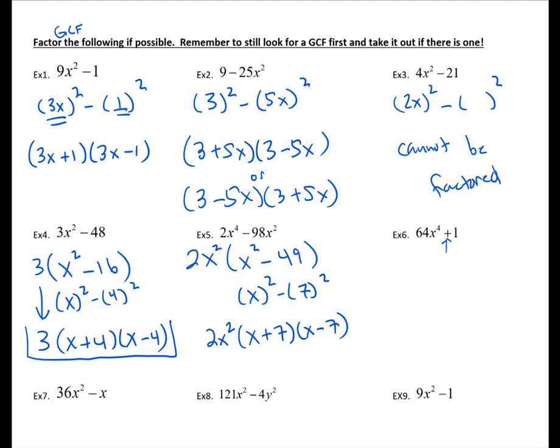So I know it's not a difference of squares, and there's no GCF, so there's nothing else to do to this problem. We cannot factor this more. So it cannot be factored. It pretty much stays the way it is. So you have to remember a difference of squares must have a minus in the middle. If there was a minus in the middle here, then this would be a difference of squares.